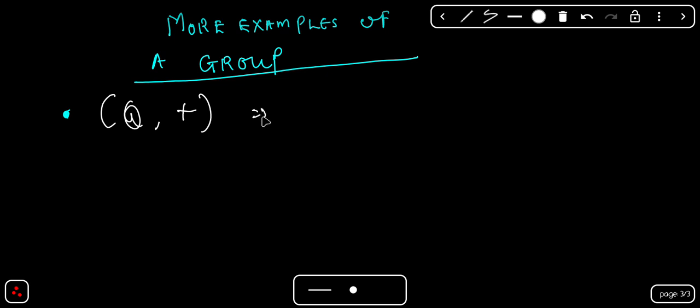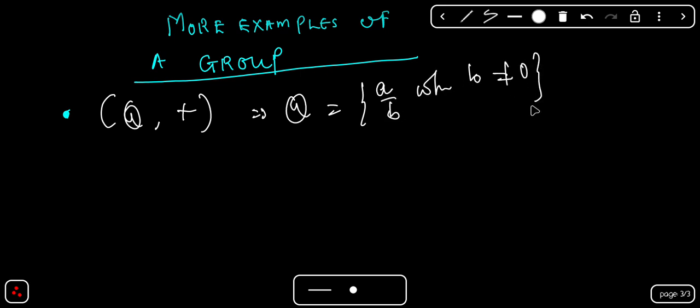Now, we know that a rational number is a number that can be expressed in the form of a fraction, that is A over B, where B cannot be equal to 0. And don't forget, the set of integers can also be found in the set of rational numbers.